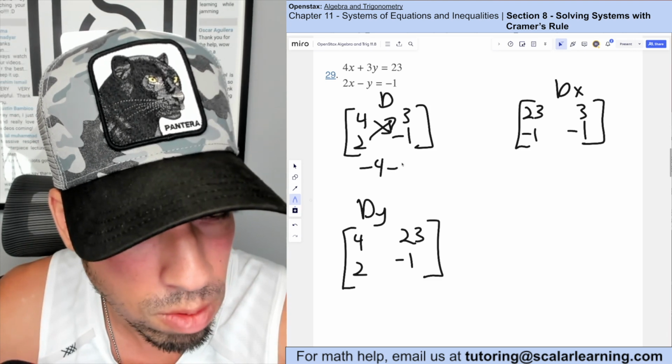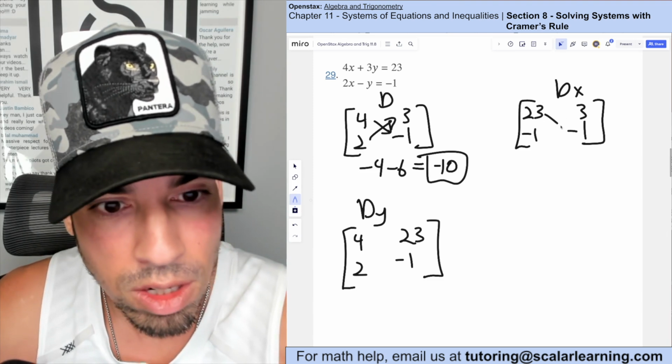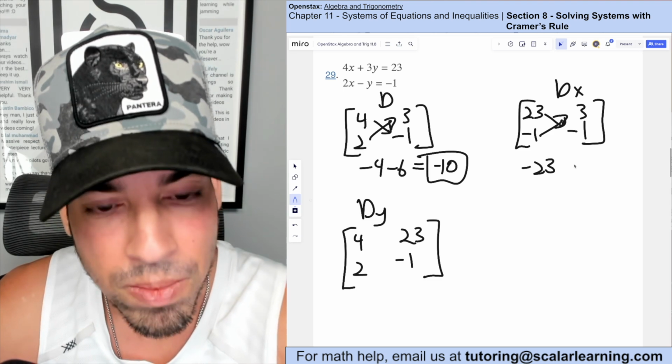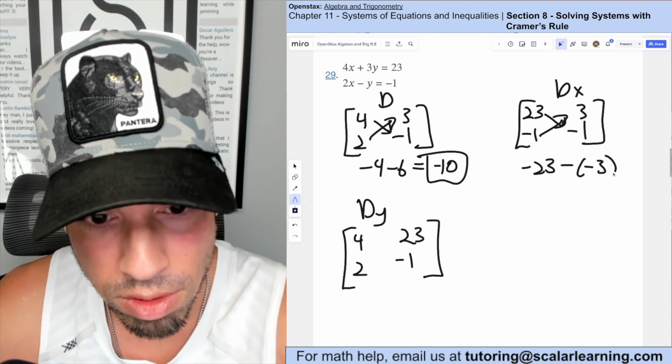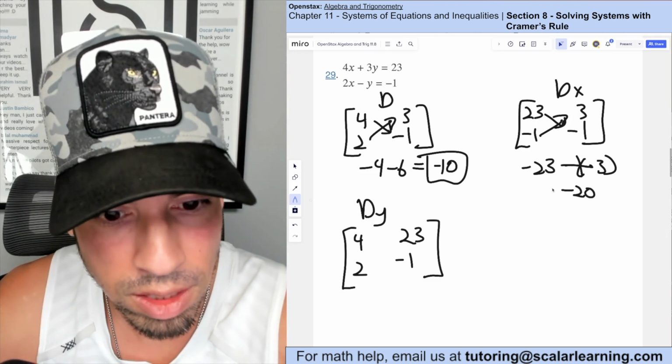So negative 4 minus 6, which is negative 10. Then we got for dx, 23 times negative 1, negative 23, minus negative 1 times 3, which is negative 3. That's going to be a plus. Negative 23 plus 3 is negative 20.